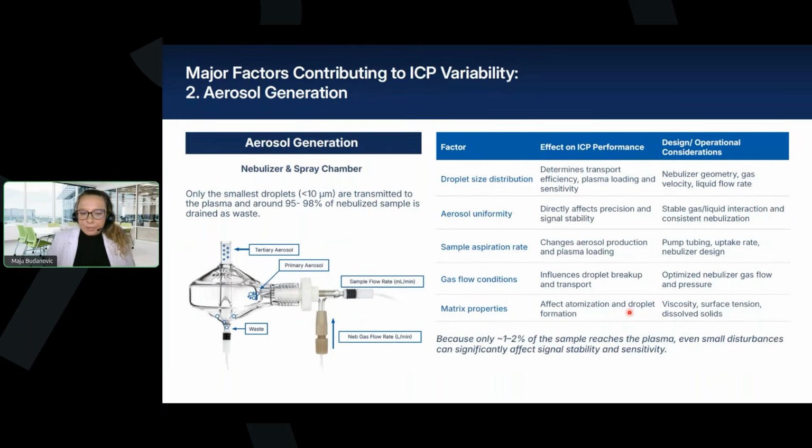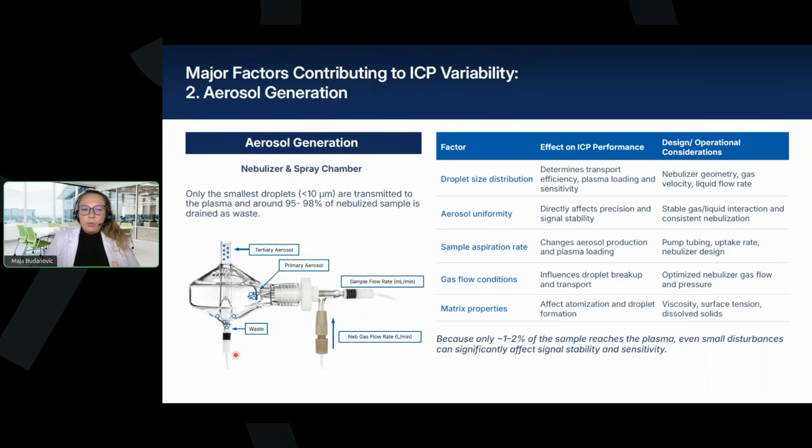Now, after the sample delivery, the next very critical step in the sample introduction is the aerosol generation system. And for aerosol generation, I'm considering the combination of your nebulizer design and the spray chamber design. So during the nebulization process, a wide range of droplets are usually produced. However, only the smallest droplets, typically below 10 micrometers, are eventually transmitted to the plasma, while around 95 to 98% of the nebulized sample will actually be drained as waste. And this is why aerosol generation has such a significant impact on ICP performance.